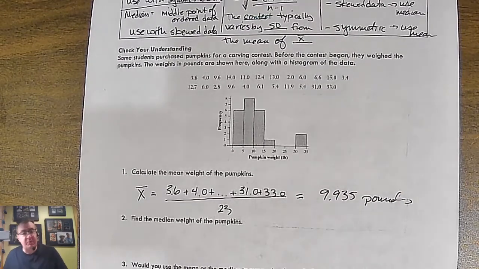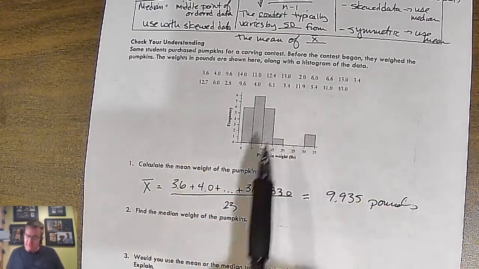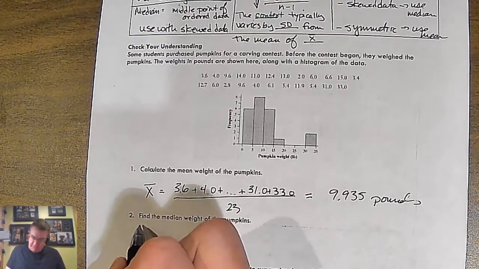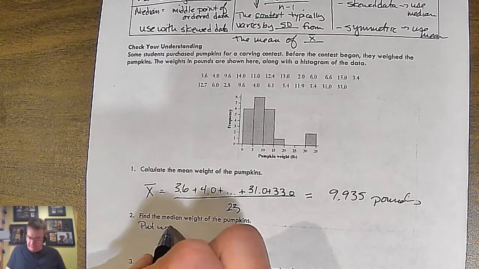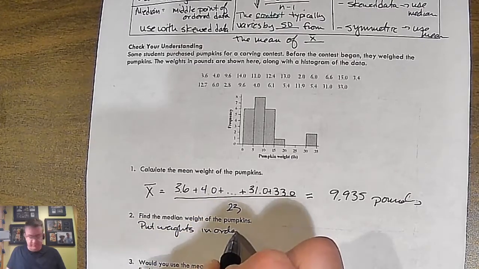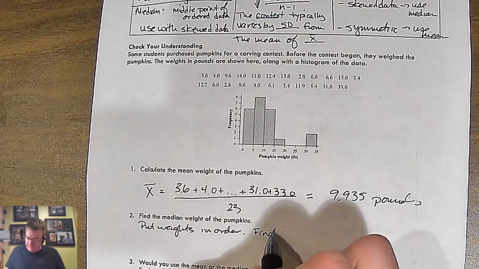So what's the median weight? Look around, find the number in the middle. Now it's all ordered. Now it's not all ordered for you. Oh no, whatever are we going to do? So put weights in order. You're going to find the 12th one. Why the 12th one?